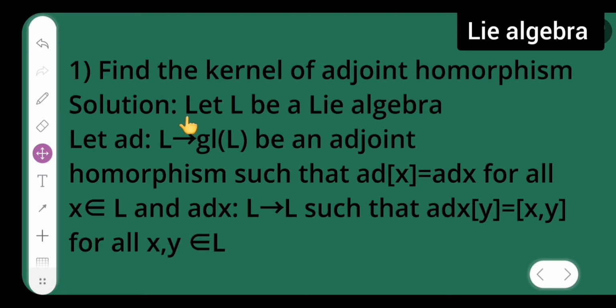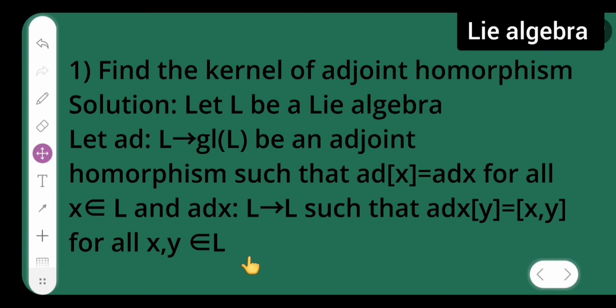I have to know the definition, or the statement, of the adjoint homomorphism. So for that, first say let L be a Lie algebra. Then let ad: L → GL(L) be the adjoint homomorphism such that ad(x) = ad x for all x belongs to L, and ad x: L → L such that ad x(y) = the Lie bracket [x, y] for all x, y belongs to L. This you all have to write, from the definition of the adjoint homomorphism.